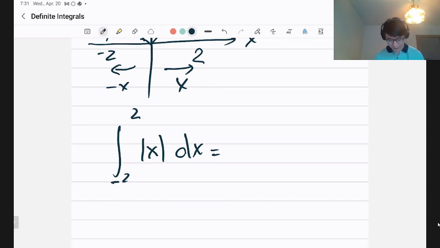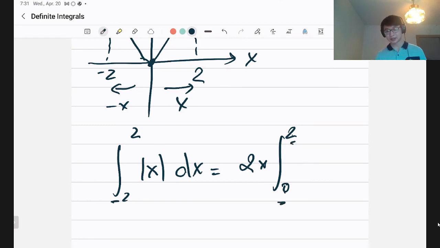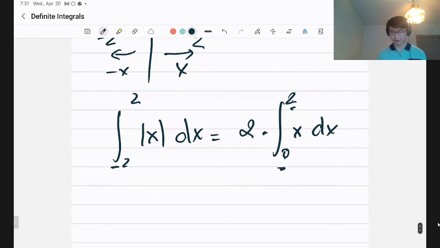So if I want to evaluate this integral, I'm going to introduce another property. I know it's divided symmetrically at 0, so I'm going to divide it at 0. I can change it to 2 times the integral from 0 to 2, because on the interval from 0 to 2 it is positive x, so I only take care of x dx.